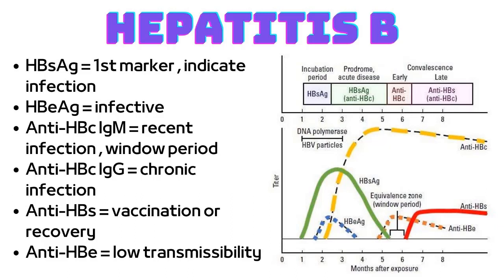So the way I remember it is surface antigen is the first one to come and the last one to leave. It's kind of a house within a house. Okay, we have surface antigen here as a big house, and then within the house is E antigen and HBV DNA.